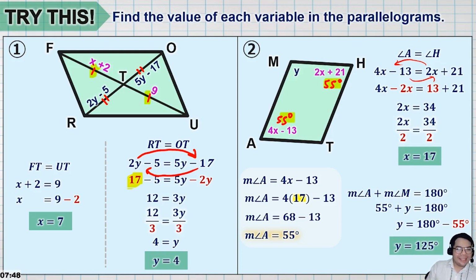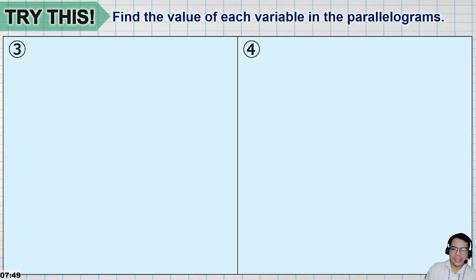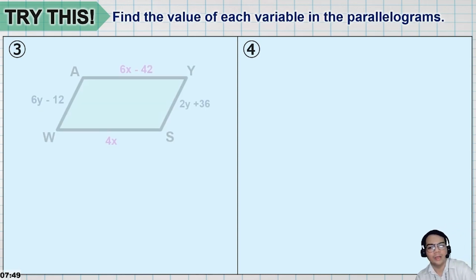Ayan, supplementary angles sila. So kapag ganyan yung given, ang una mong step is kuhain mo muna yung value ni x bago mo ma-solve kung ano yung measurement ng angles and then you can use that variable or that angle as a supplementary angle for whatever angle that is consecutive to it. So let's go to the last set of examples wherein we also apply the different properties of a parallelogram.